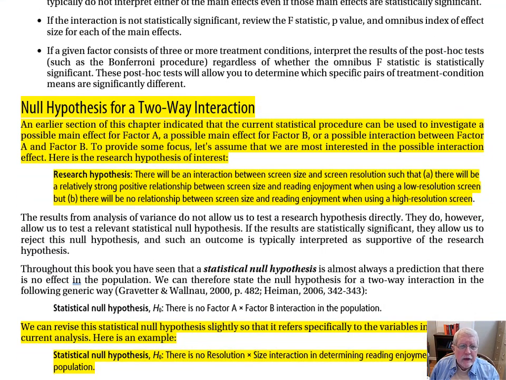Halfway down the page, we have the null hypothesis you're investigating. Null hypothesis for a two-way interaction. An earlier section of this chapter indicated that the current statistical procedure can be used to investigate possible main effect for factor A, possible main effect for factor B, possible interaction between factor A and factor B. To provide some focus, let's assume we are most interested in the possible interaction effect. Here is the research hypothesis of interest.